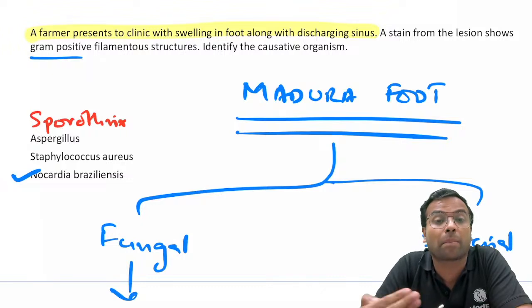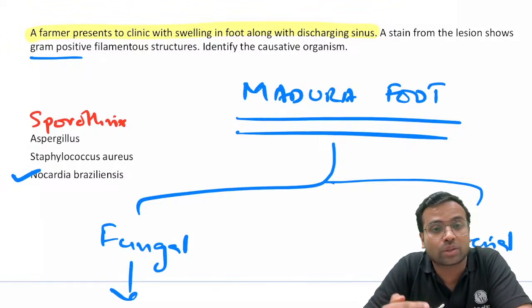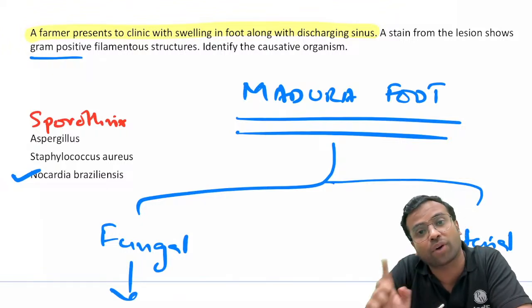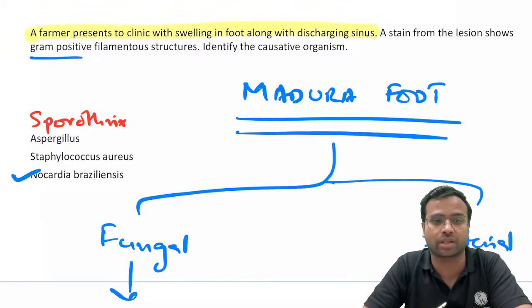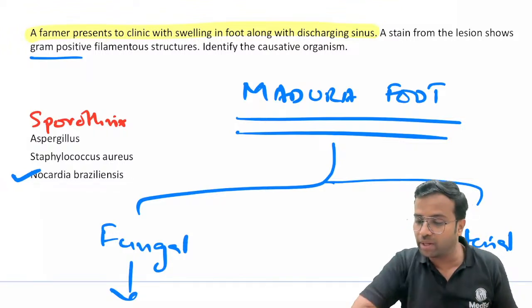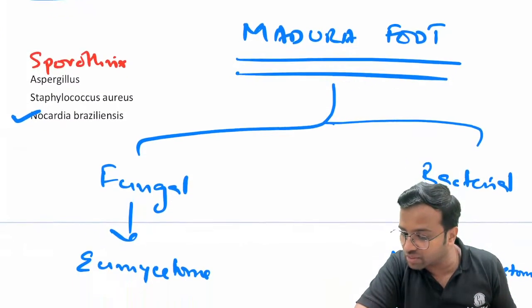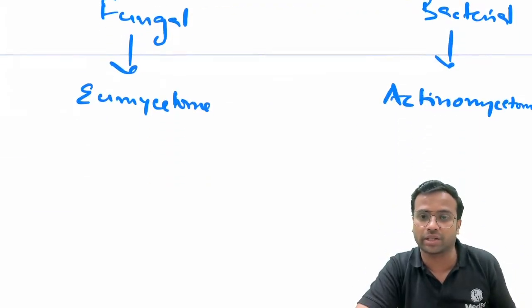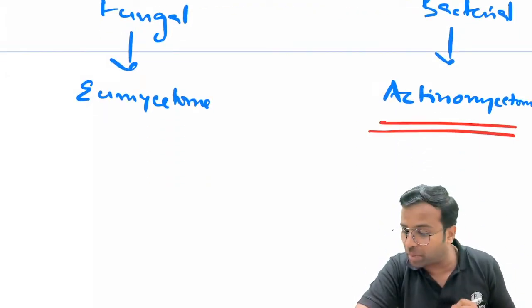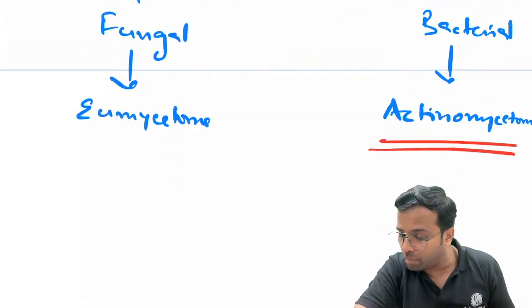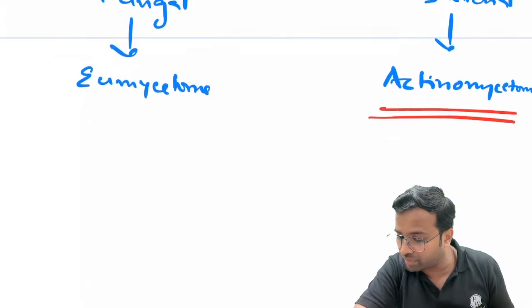It's not a gram positive filamentous structure. So Sporothrix schenckii is a fungal infection. It's a deep fungal infection. So here the right answer should be Nocardia brasiliensis, which can also cause this condition called actinomycetoma. Okay.